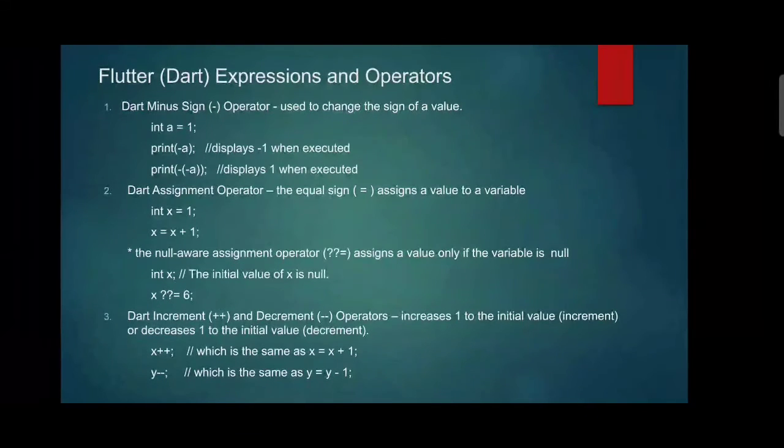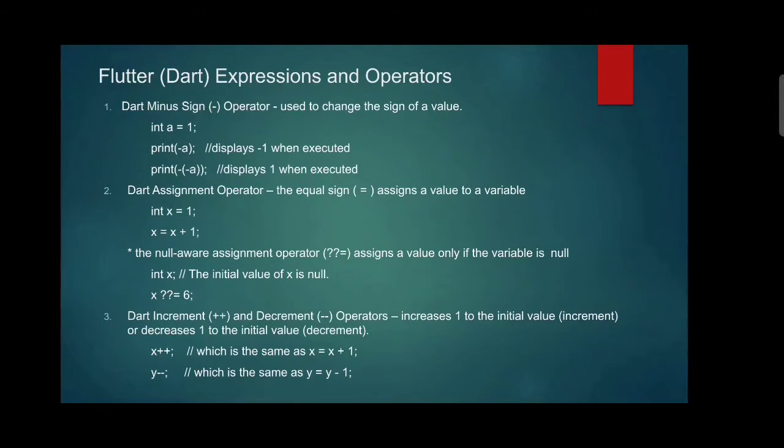So let's move to the second one, which is the Dart assignment operator, the equal sign. Here is an example of assigning a value to a variable. So int x equals 1, so the value of x is 1. The next one is x equals x plus 1. The value when executed is 2, because x equals 1, then plus 1 equals 2. So the value of x will be 2 when executed.